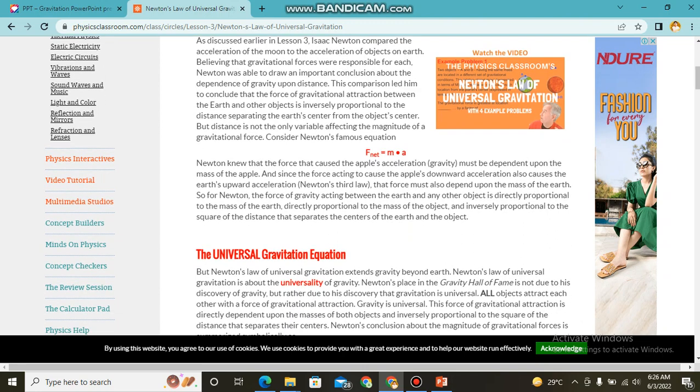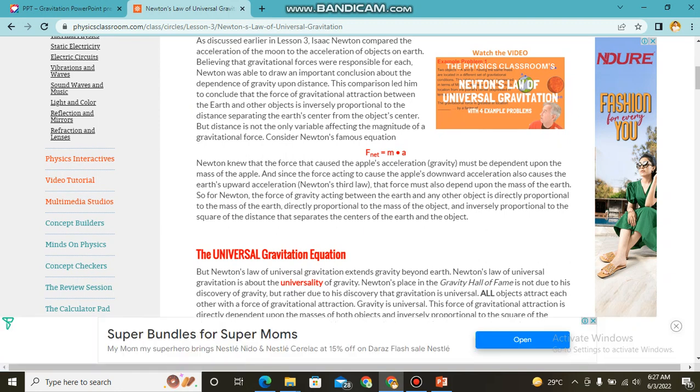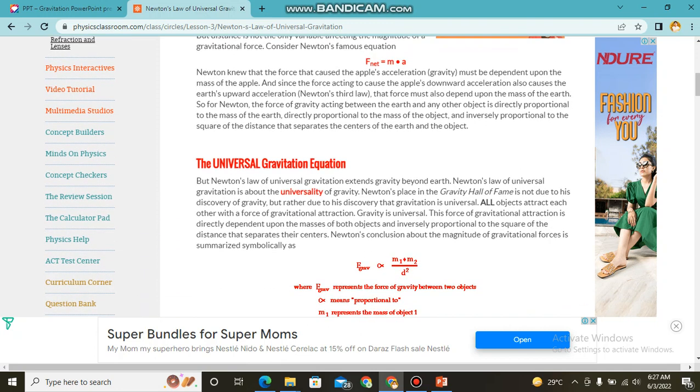Since the force causing the apple's downward acceleration also causes the Earth's upward acceleration, by Newton's third law of motion, that force must also depend upon the mass of the Earth. So for Newton, the force of gravity acting between the Earth and any other object is directly proportional to the mass of the Earth, directly proportional to the mass of the object, and inversely proportional to the square of the distance that separates their centers.